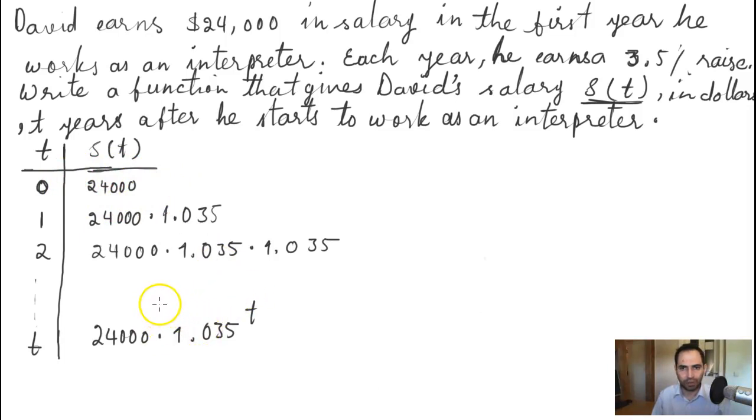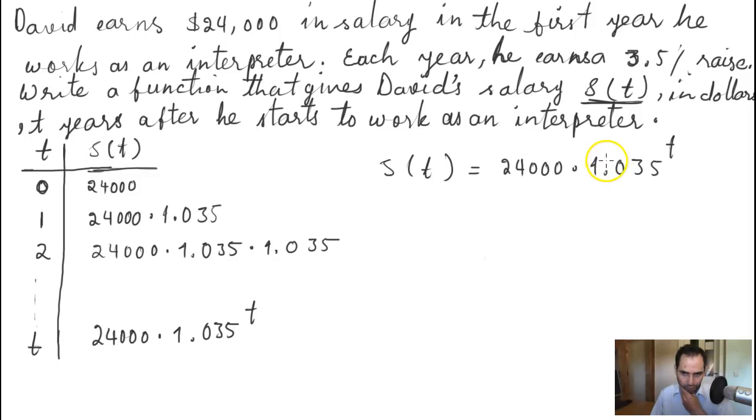So basically that's the equation that you needed, the function, which is s of t, which is equal to 24,000 times 1.035 raised to the tth power.